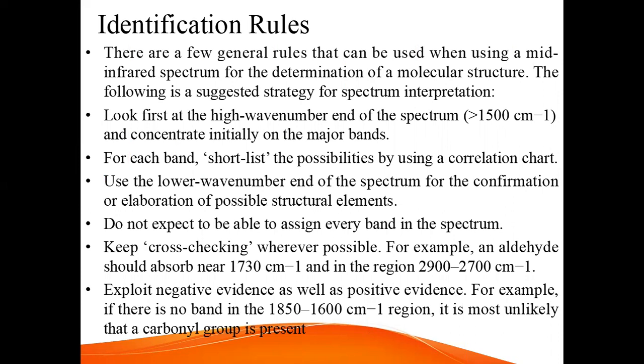Keep cross-checking wherever possible. For example, an aldehyde should absorb near 1730 per centimeter and in the region 2900 to 2700 per centimeter. Exploit negative evidence as well as positive evidence. For example, if there is no band in the 1850 to 1600 per centimeter region, it is most unlikely that a carbonyl group is present.